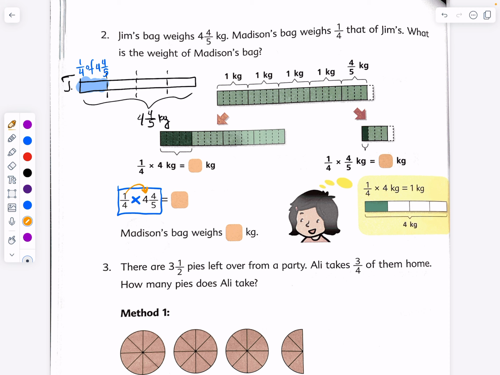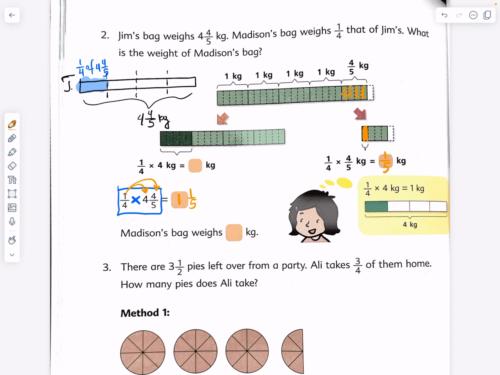What is 1/4 of 4? Well, we know 1/4 of 4 is 1. And what is 1/4 of 4/5? Well, here is 1/5, 2/5, 3/5, 4/5, which means we have 4 parts. And 1/4 of that is just 1/5, right? So it's 1 1/5. Sorry, not 4. Of course, 1/4 of 4 is 1.